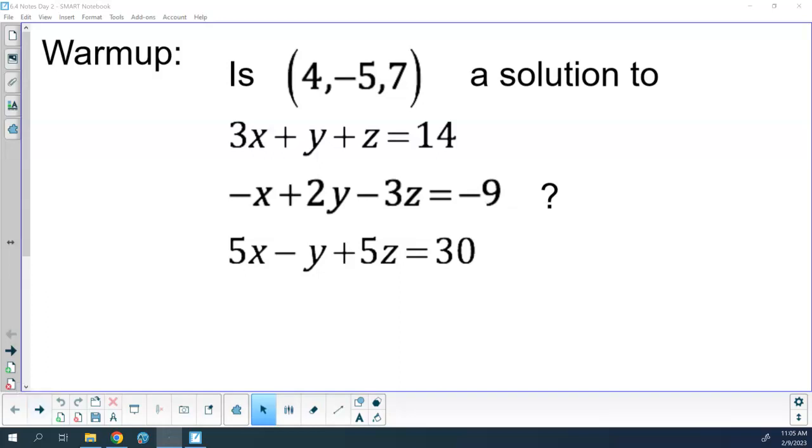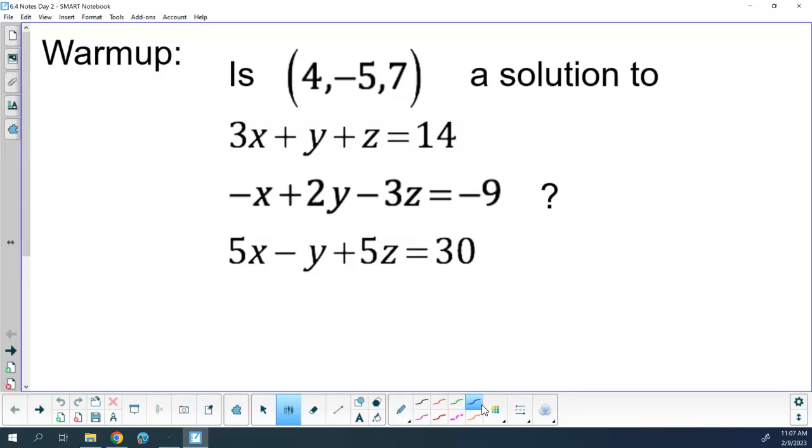All right. Good warm-up problem for us for today. Solution? Not a solution. You tell me. Fails the second equation? Okay, well, let's check that out.